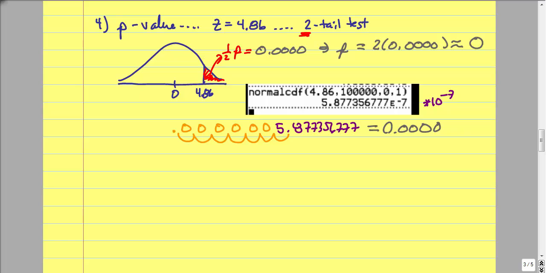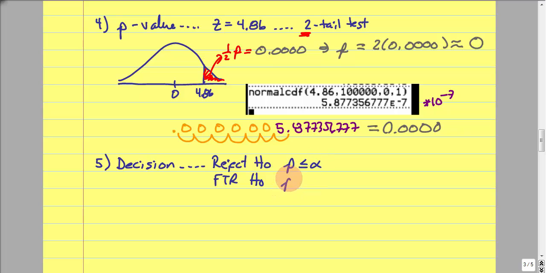Okay, so now let's go ahead and look at our decision that we'll make. And remember, I only have 2 decisions. I can reject H0 and I can fail to reject H0. If I reject H0, that's when P is less than or equal to alpha. Fail to reject is P greater than alpha.